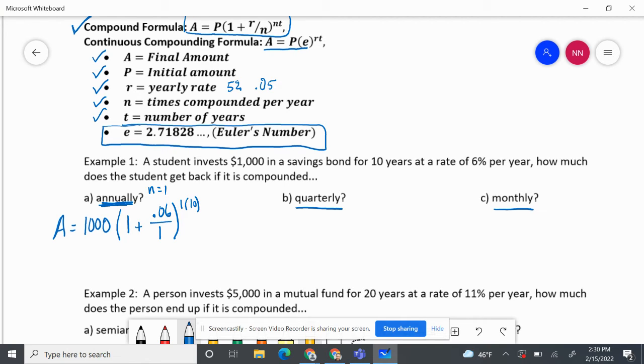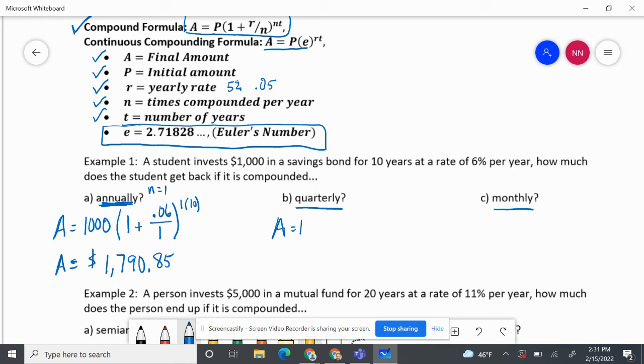So what you're going to do is take out the calculator. First thing that we're going to do is take the 0.06 divided by 1, which of course is 0.06, and then we're adding the 1. So right now we have 1.06. We're going to raise that to the 10th power, and that gives us 1.79, and then we're going to times it by 1,000. And that right there gives us $1,790.85.